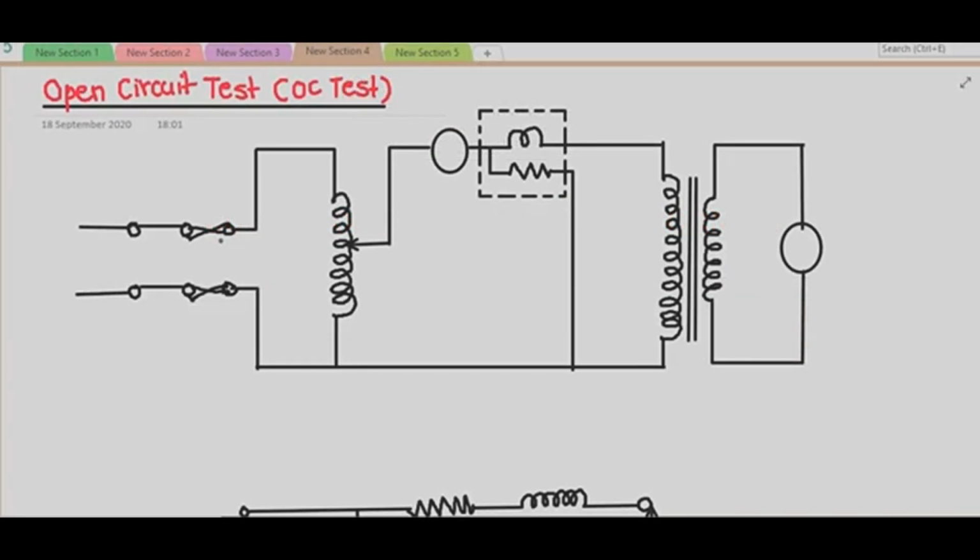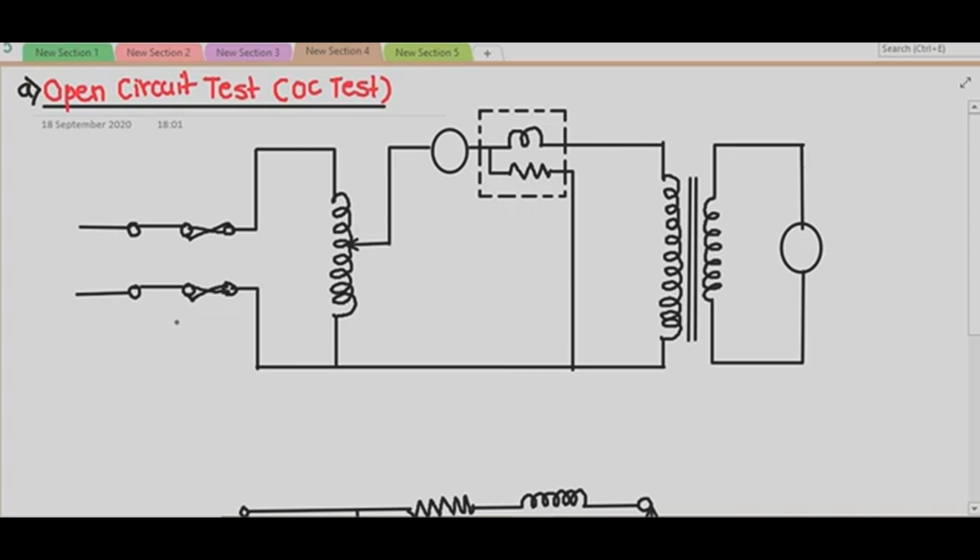So, here we will study the two tests which are carried out on a transformer. These two tests are independent tests and the data obtained from these two tests are jointly used for finding out the efficiency and regulation of the transformer. So let us see the first test, that is the open circuit test. Open circuit test is also called as OC test on the transformer.